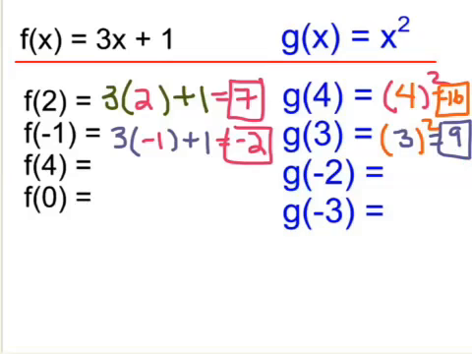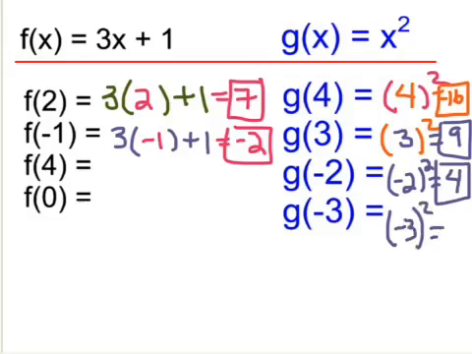G of negative 2, let's be very careful on that one. Negative 2 squared is going to be negative 2 times negative 2, which is positive 4. And then G of negative 3 is going to be positive 9. Negative 3 times itself.